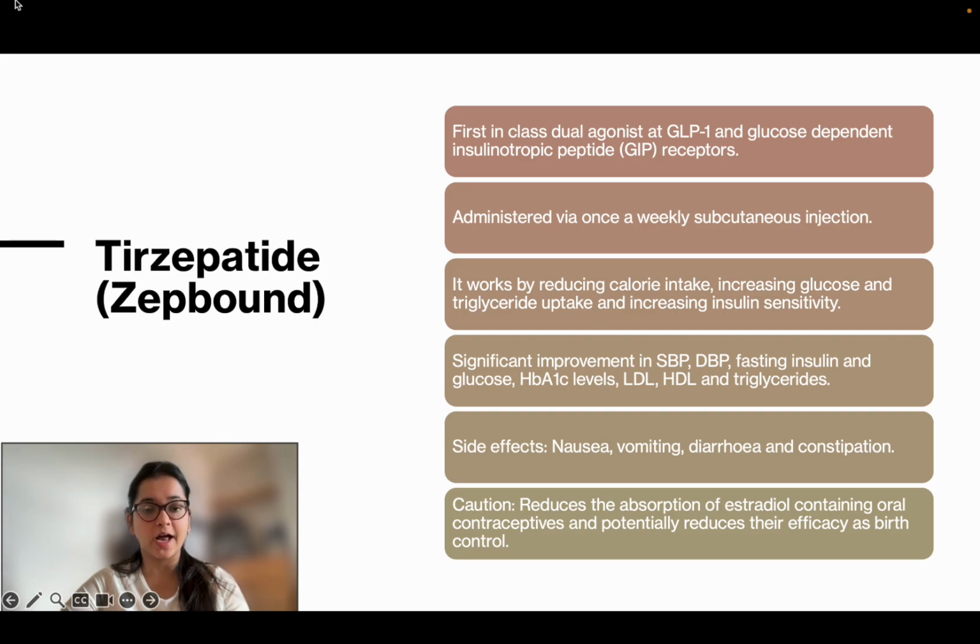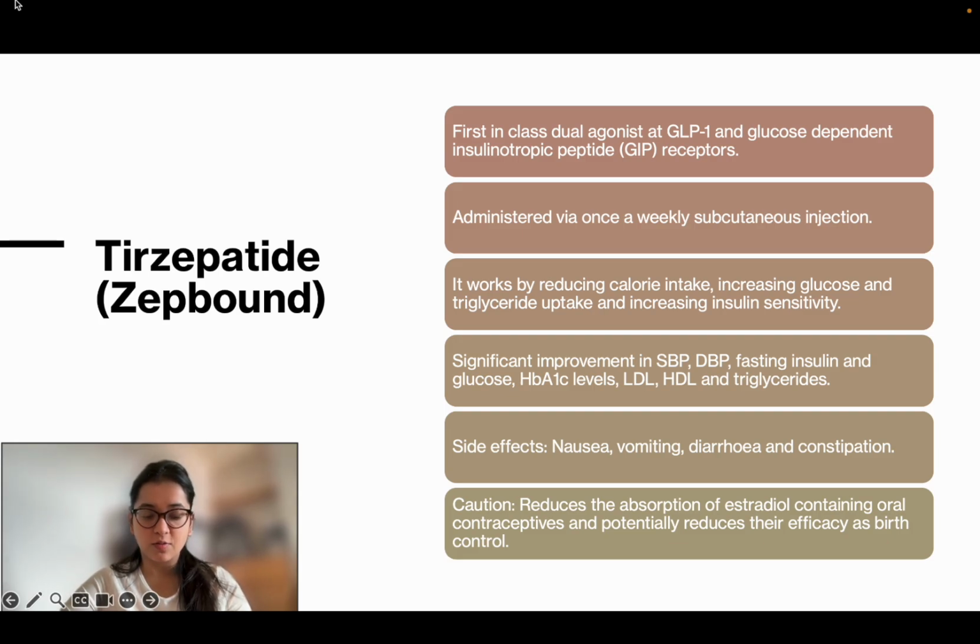Now, how does this medication actually work? It decreases calorie intake, increases glucagon and triglyceride uptake, and also increases insulin sensitivity. The additional benefit of using this drug is that people have noticed it leads to a decrease in blood pressure, both systolic and diastolic. It also helps in controlling HbA1c levels and LDL, HDL, and triglyceride levels. So this is a dual benefit drug, which helps in controlling obesity, but also helps in other conditions like high blood sugar and high blood pressure.